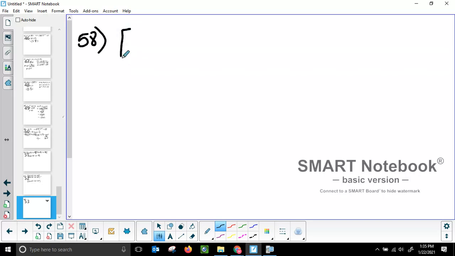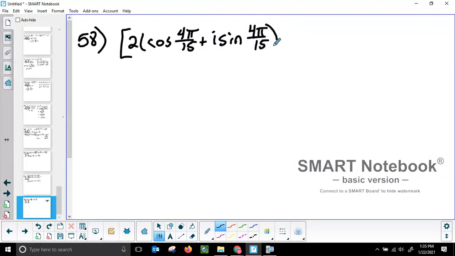And last but not least, number 58, de Moivre's theorem. We have 2 times cosine of 4 pi over 15 plus i sine of 4 pi over 15, and that's all being raised to the 5th power. So de Moivre's theorem says that all we have to do is take our r and raise it to the 5th power.